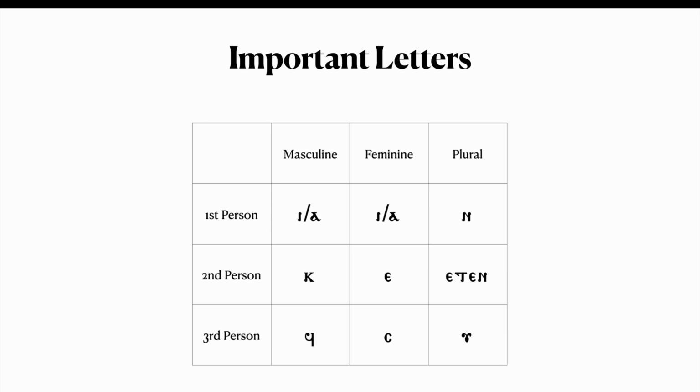Then first person plural, that's ne. For second person masculine, that's kappa. For second person feminine, that's e. For second person plural, that's iten. For third person masculine, that's phi. For third person feminine, that's sigma. And for third person plural, that's epsilon.